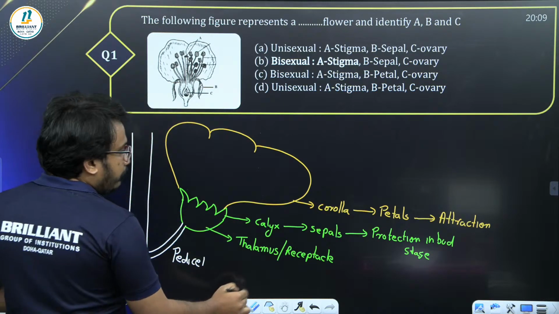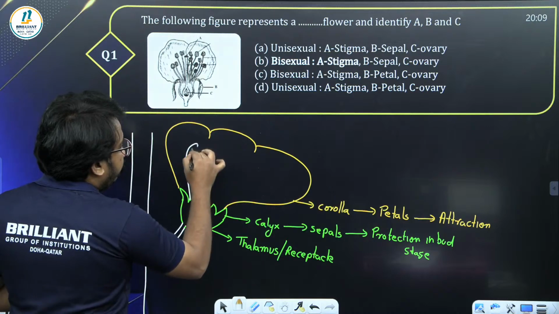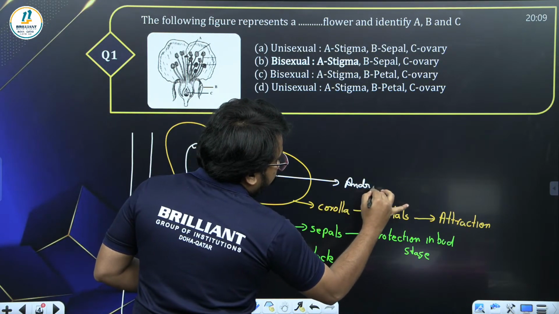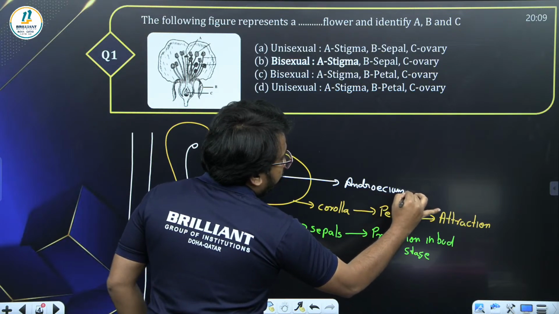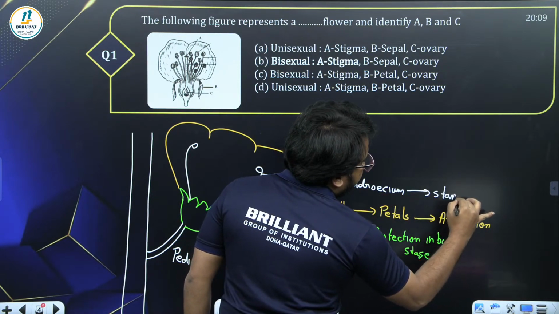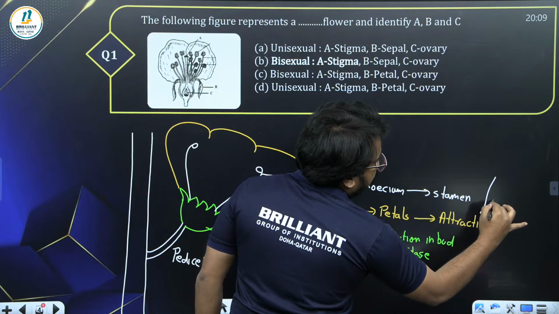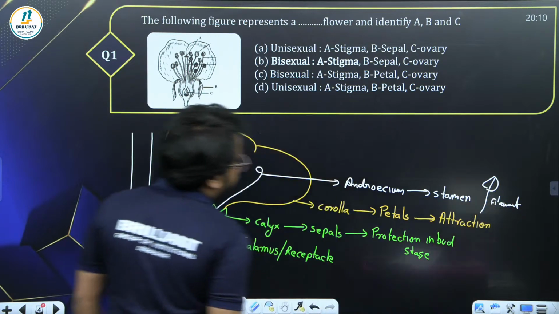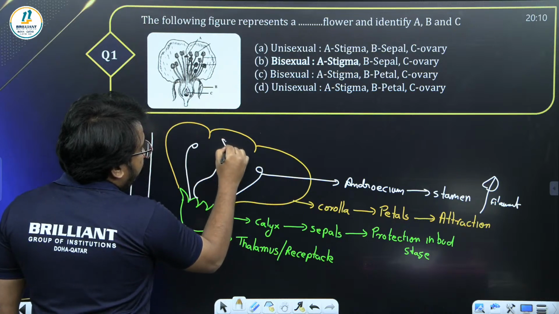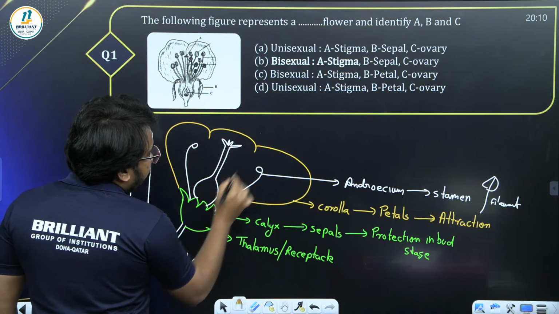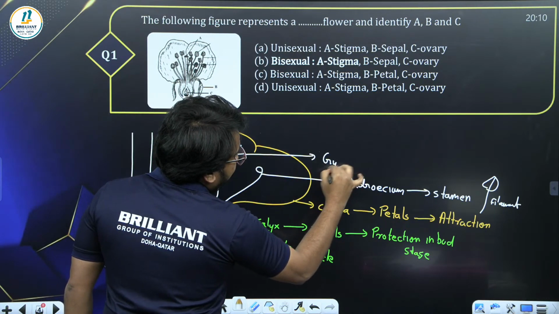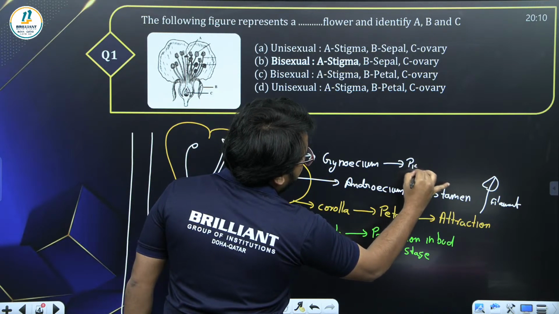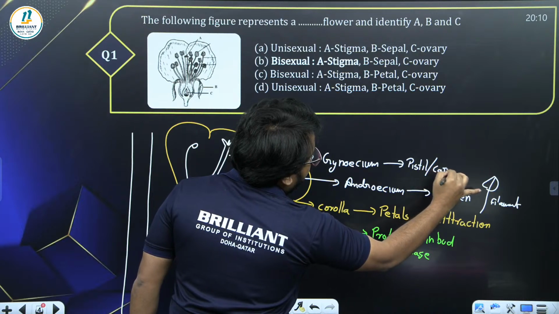Inner to that, there is the male reproductive part of a flower, the androecium. The single units are called stamens, and each consists of a thread-like structure, the filament, and at the tip there is the anther. Then at the center there is the female reproductive part of a flower, the gynoecium. In the gynoecium, the single units are called pistil or carpel.